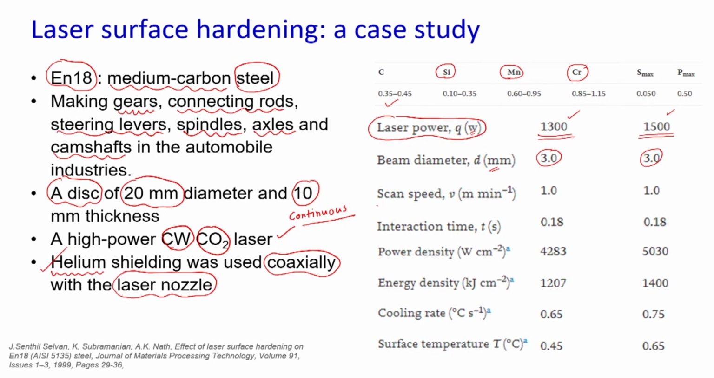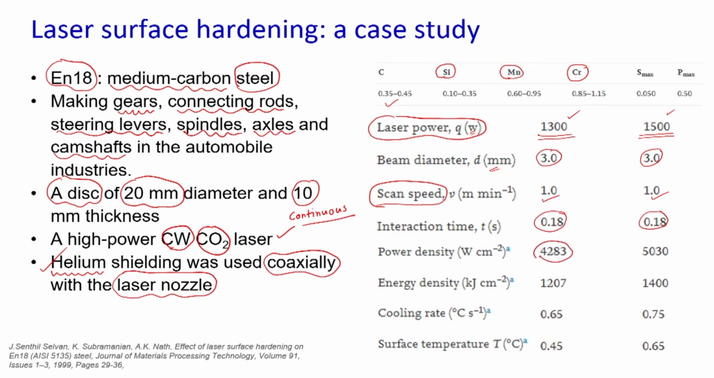The scan speed is in meters per minute, or we can convert it into mm as well. It is 1000 mm per minute. That is also constant. We are not changing the scan speed. The interaction time is 0.18 seconds, it is very small.